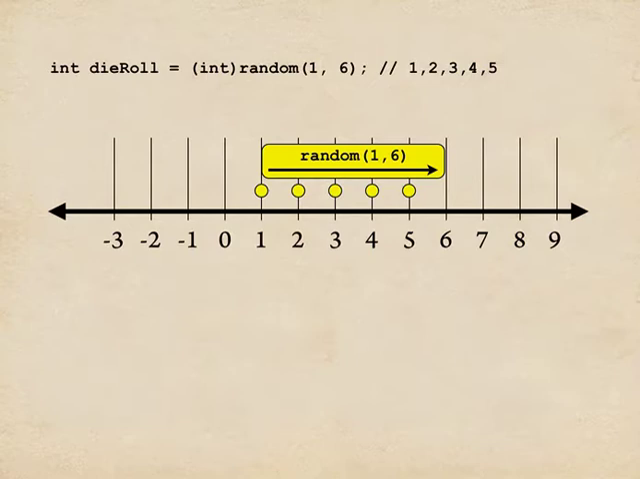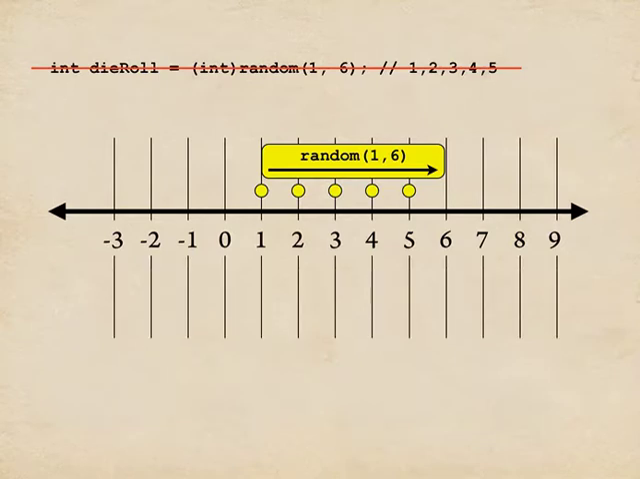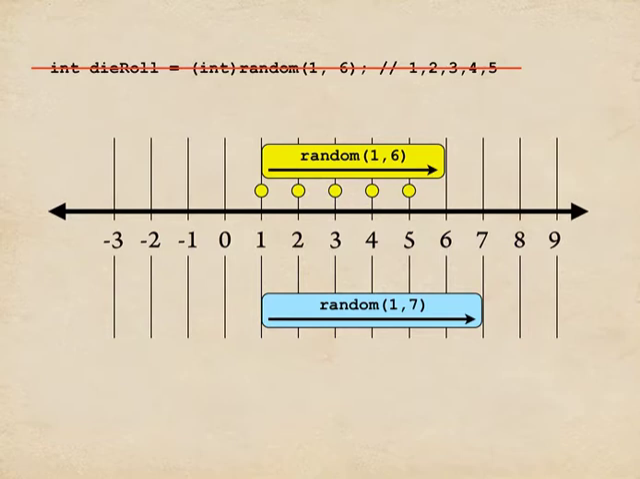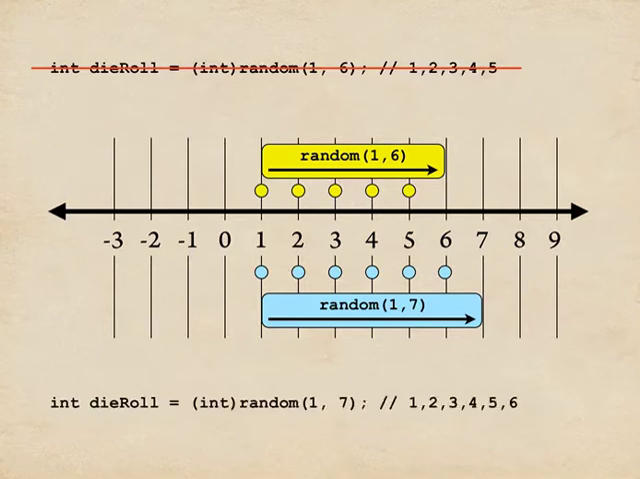So if you want a random number between 1 and 6, what do you do? You don't do this. Instead, think of it this way. If we ask for a random number between 1 and 7, then we'll get back numbers between 1 and 6.9999999. Throw away the fractional part, and we get back numbers between 1 and 6. So in the special case when you want to generate an integer, you're going to want to ask for a random number between 1 and 1 more than the integer you want.